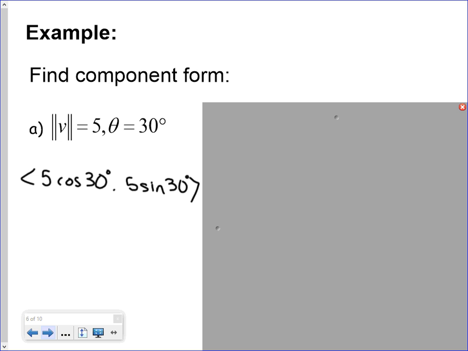Radical 3 over 2. So that means that this first component, or my horizontal component, is 5 square root 3 over 2. And then the sine of 30 is 1/2. So my vertical component is 5/2.